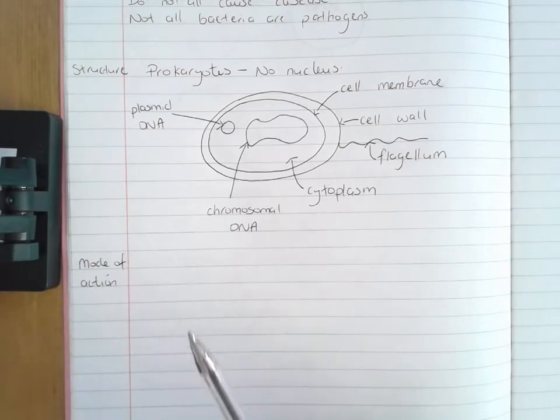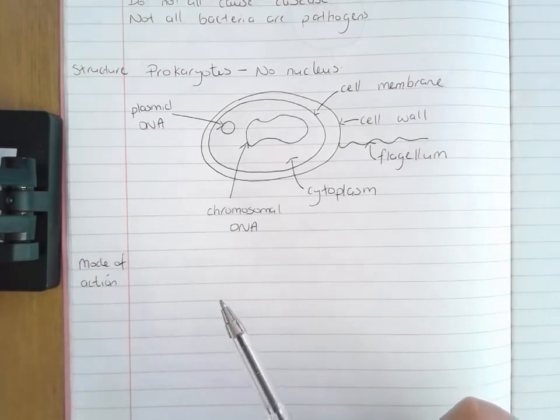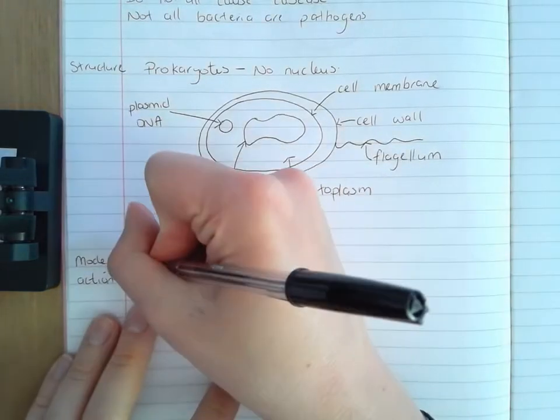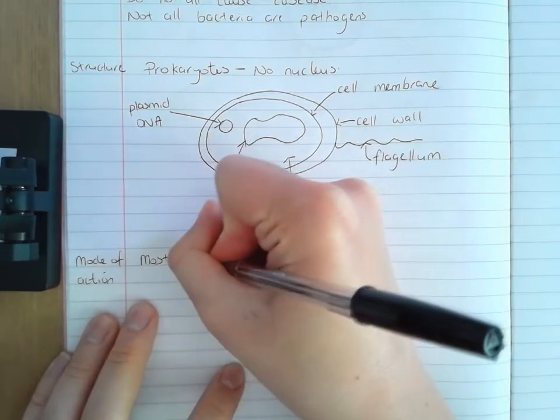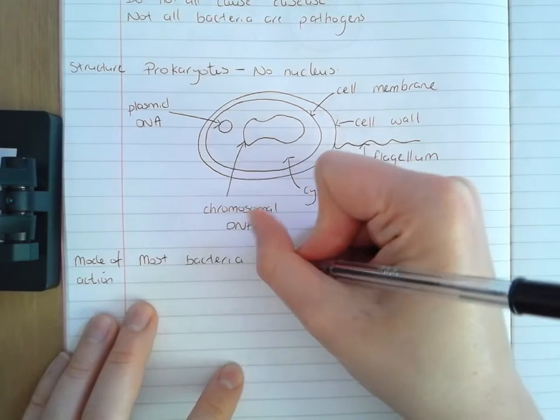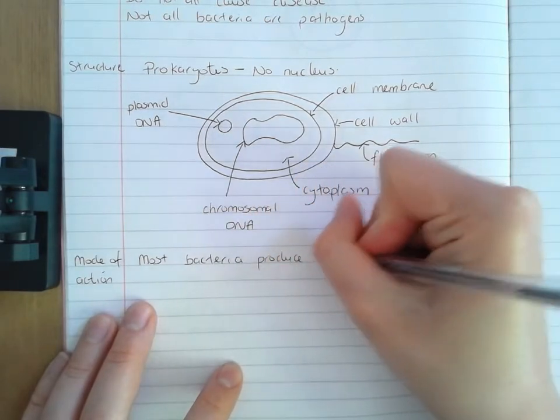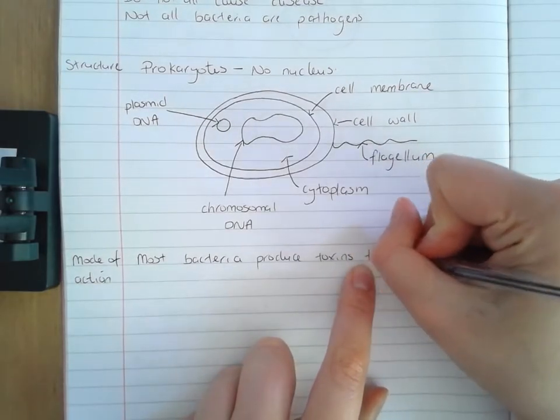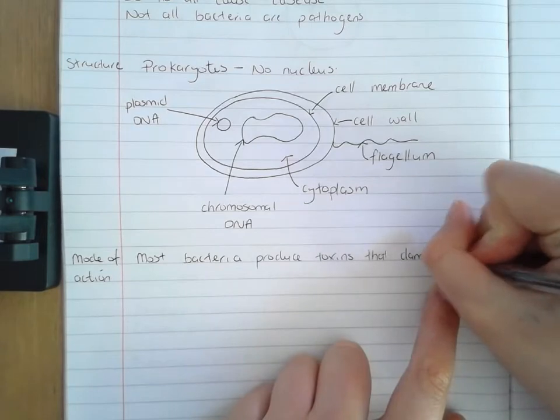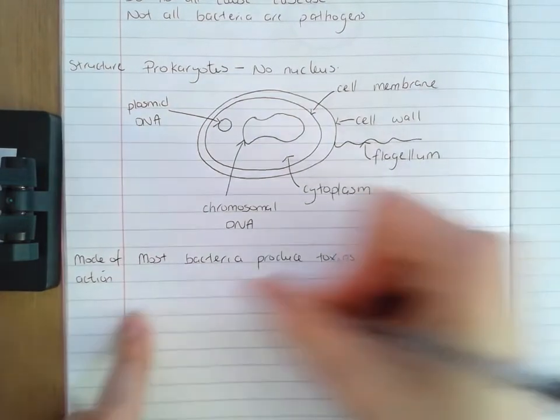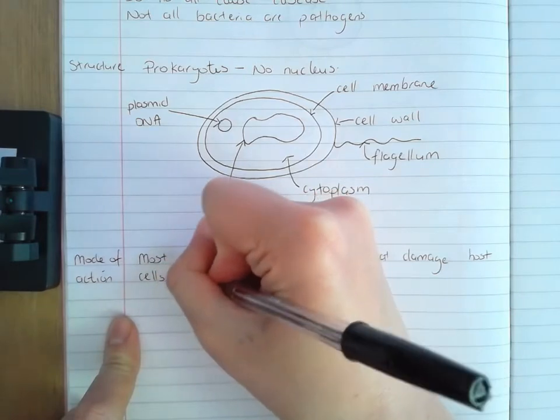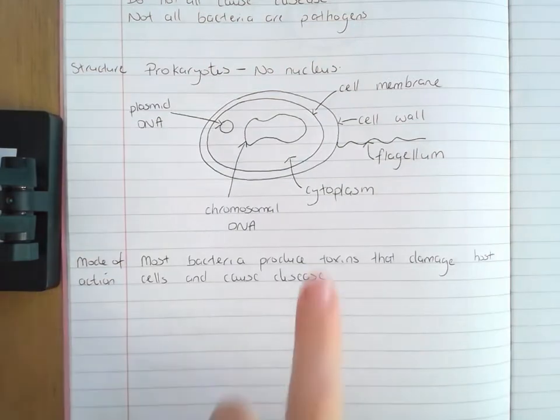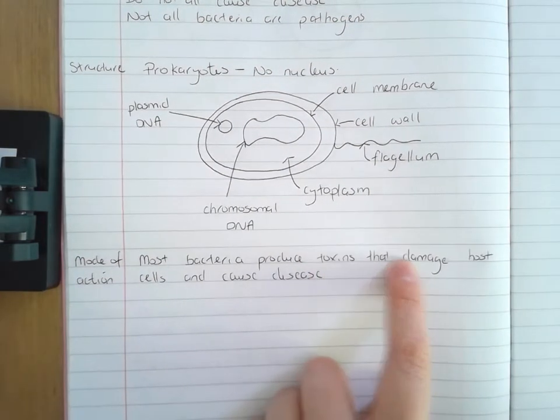Now, I've already said that not all bacteria make you feel sick, okay? But the ones that do make you feel sick and that do cause disease, what is it that they do? Of the bacteria that make you feel ill, most of those bacteria produce toxins. Toxins are just some sort of poisonous substance, and what those toxins do is they damage the host cells, and that will cause disease. Okay, so they produce toxins, some sort of poisonous substance that damages host cells.